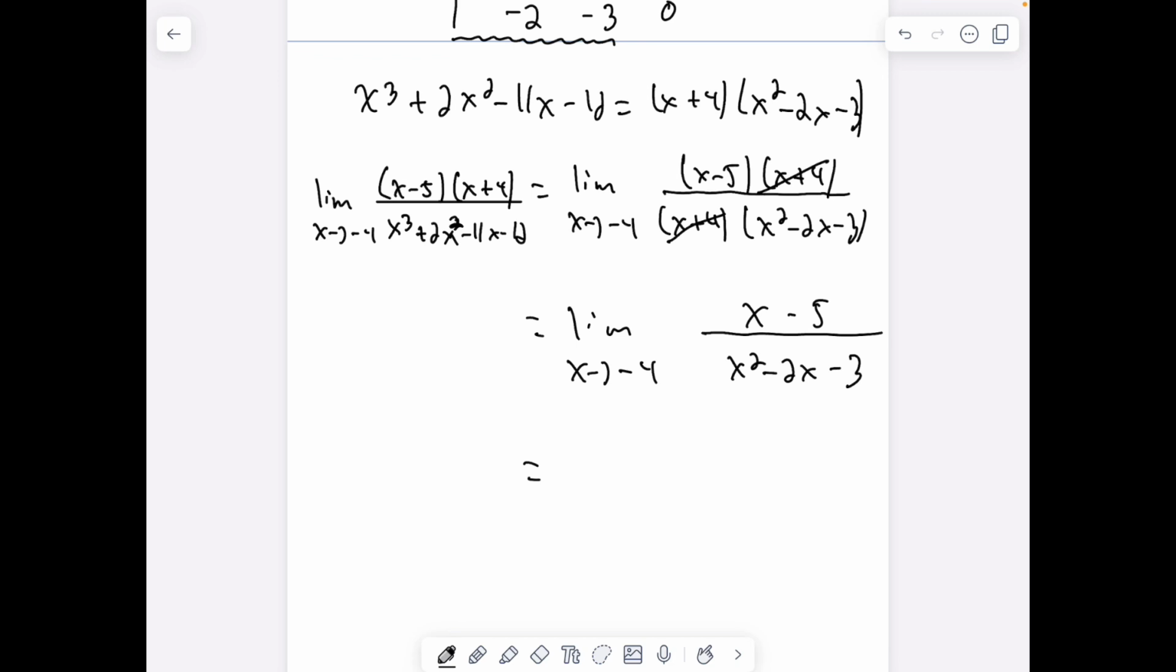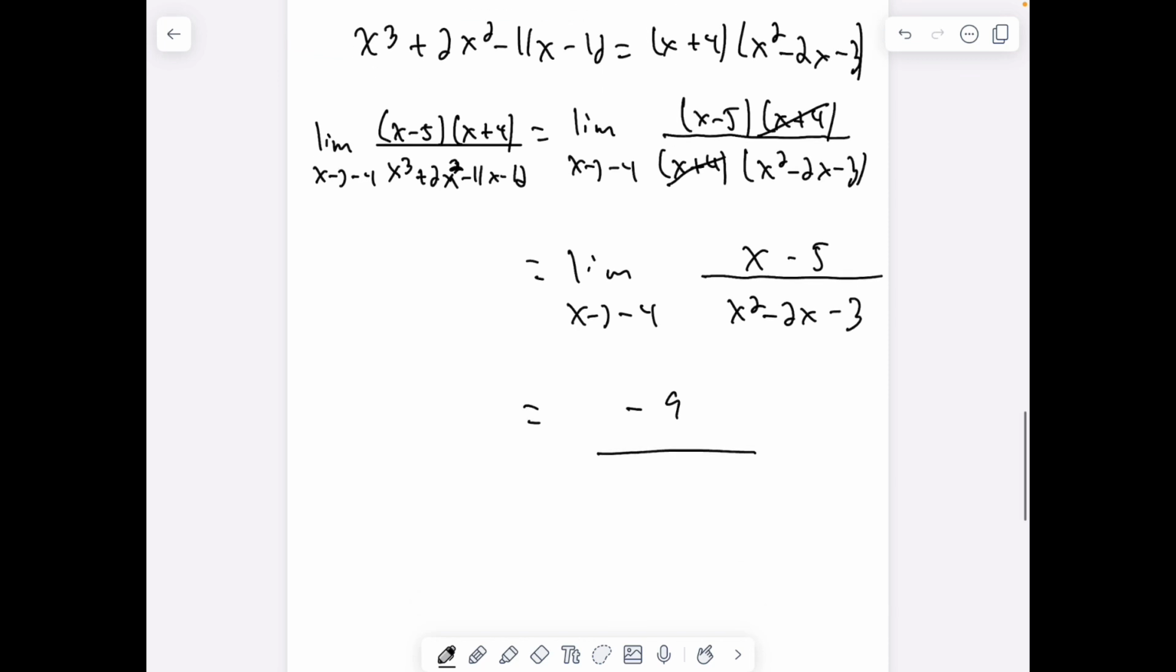Negative 4 minus 5 is minus 9 on the numerator. Replace x with negative 4 in the denominator. So then you would get 16 plus 8 minus 3, so 21. So minus 9 over 21, or minus 3/7, is your answer.